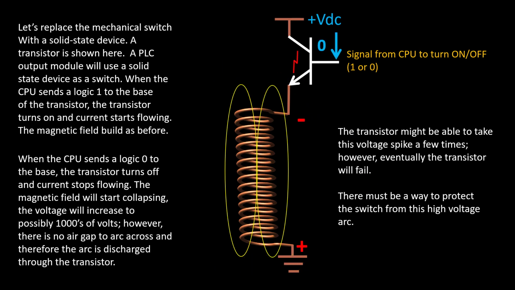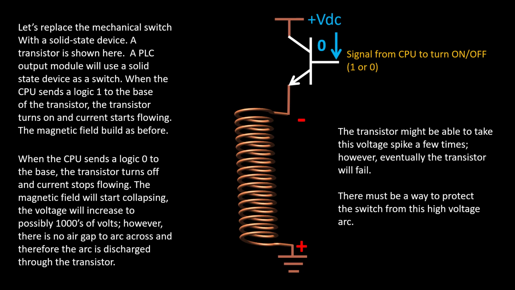So I'm going to send a logic 0. The field collapses, the polarity reverses, and if you saw it, I had an arc from collector to emitter. Now, you know what? That solid state device might be able to take that voltage spike a few times. You open it, it might go, oh, and it'll still work. The next time it'll still work. And it may work for a while. But eventually, that device is going to fail. It can't continuously take that abusive hit of high voltage.